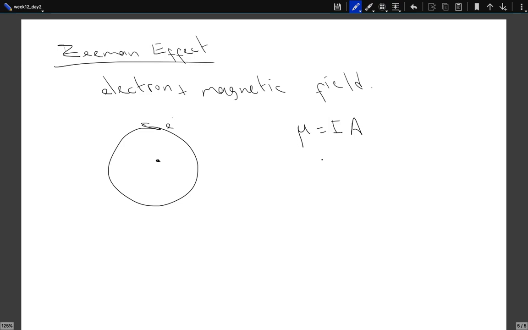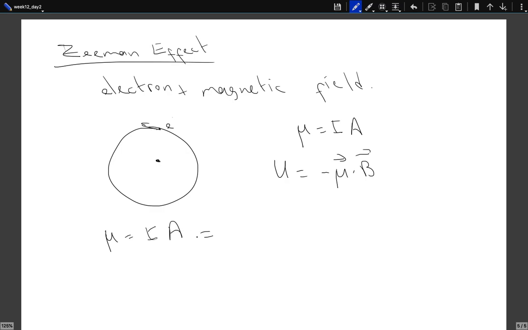If you have a magnetic dipole moment and you put it in a magnetic field, then you get a potential energy due to this magnetic dipole moment given by the negative of the scalar product of the magnetic field and the magnetic dipole moment. So the energy values will shift if you put an electron in a magnetic field. Now let's see how much it shifts. First, let's look at the magnetic dipole moment.